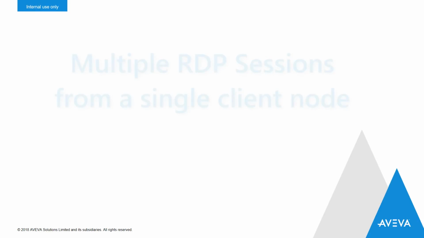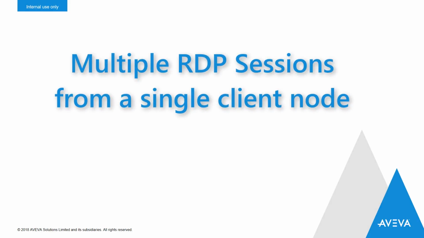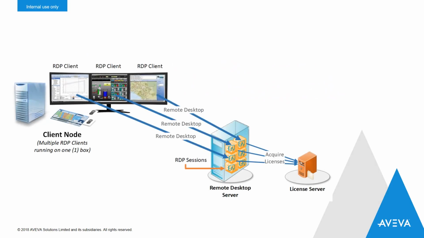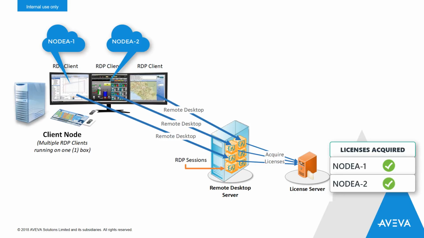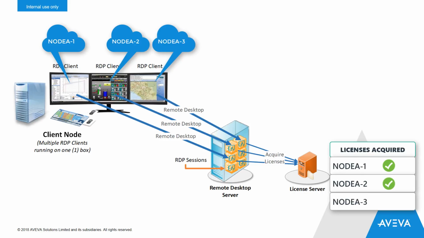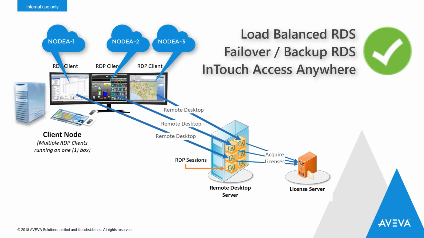The second change to licensing was how we deal with multiple RDP sessions coming in from the same client node. In the past, the client ID used when acquiring a license varied depending on whether you were the first session in or an additional session coming from the same client. In Update 2, all the RDP sessions from the same RDP client will have their client ID based on the same format, and they will be sequential, regardless of the startup or shutdown sequence. This ensures that only the required licenses are used in failover and load balance scenarios.